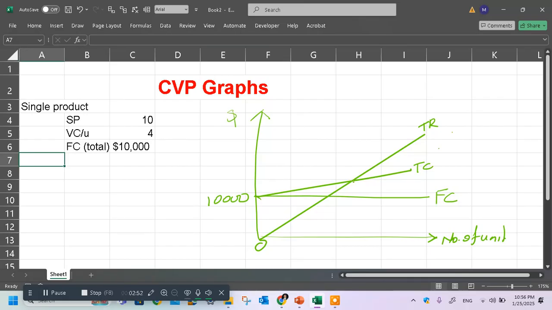So the point where total cost and total revenue intersect, if you find the x-axis value, that's going to be the break-even point. The point where they intersect, if you find the y-axis value, that value will be the break-even value. Simple. And a couple of other things they can ask.